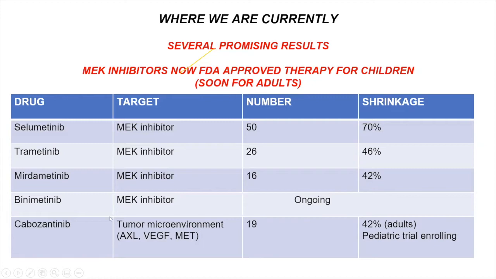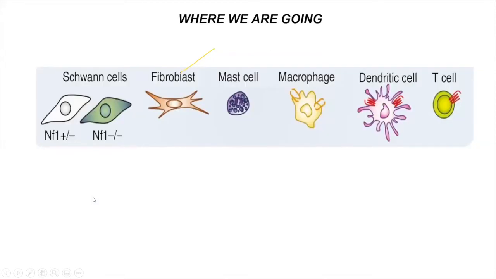And then finally, I want you to pay attention to the last column, which is a new drug called cabozantinib. This is a drug that, again, targets not the tumor cell directly, but in fact the immune cells within the tumor. And again, this drug also resulted in a very good level of response in adult patients with NF1 and Plexiform Neurofibromas, where roughly 40% of the patients had shrinkage in the size of their tumor. And now this pediatric arm of the clinical trial is testing cabozantinib as well in children with NF1 and Plexiform Neurofibromas.